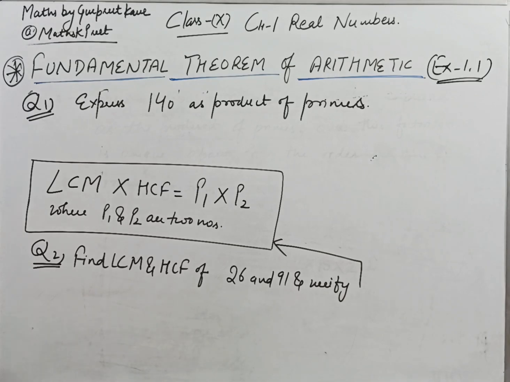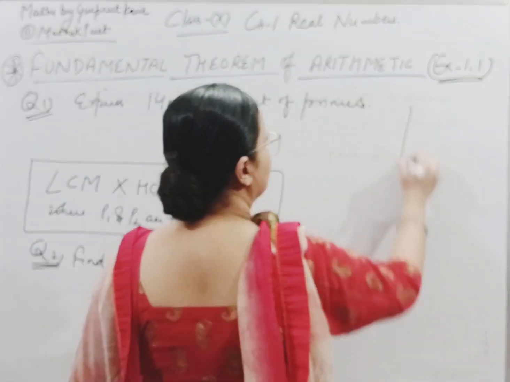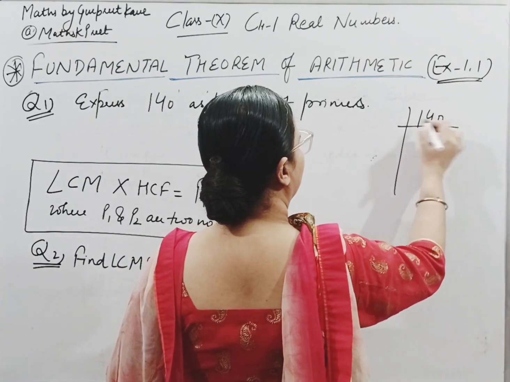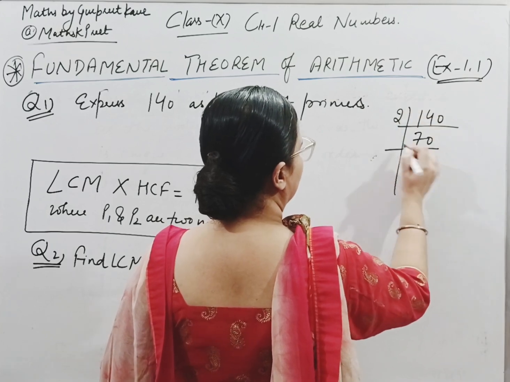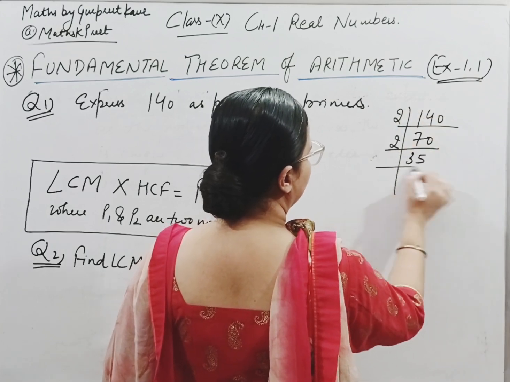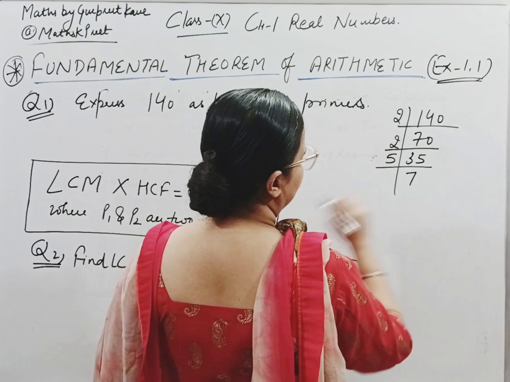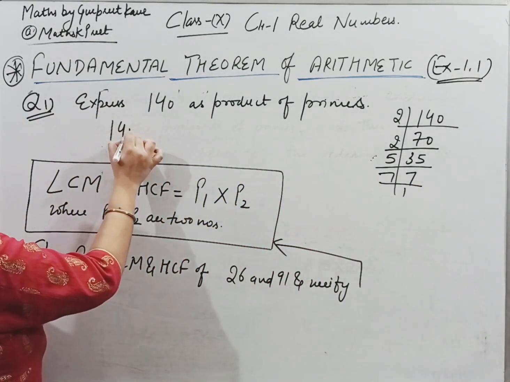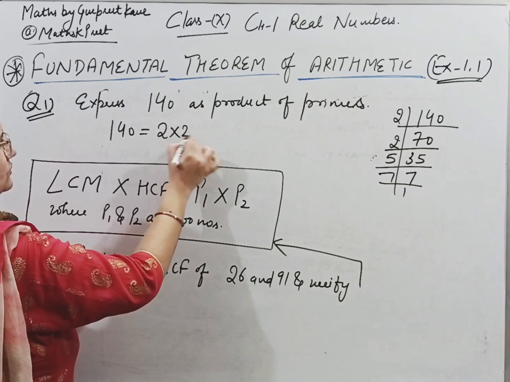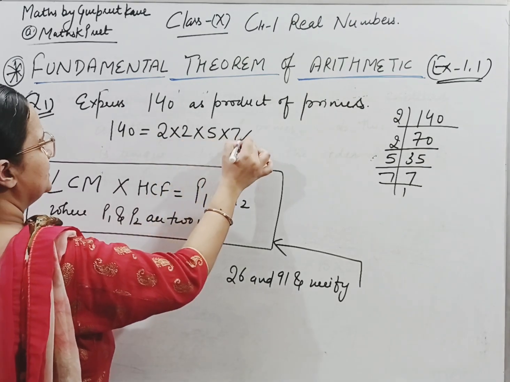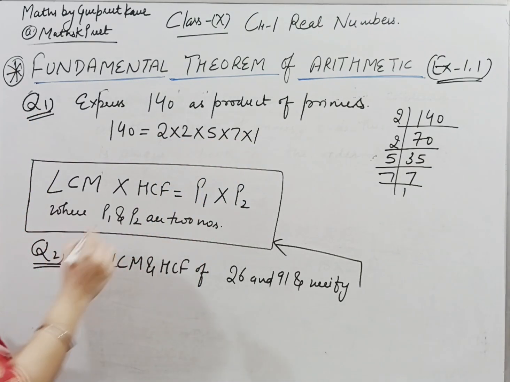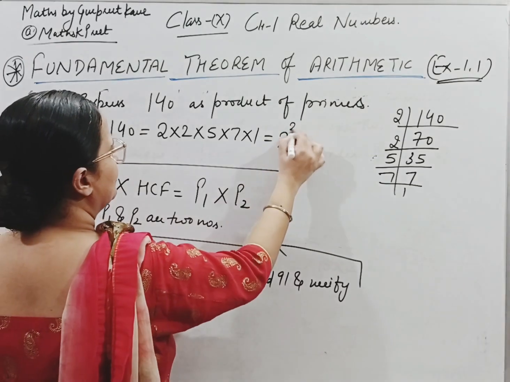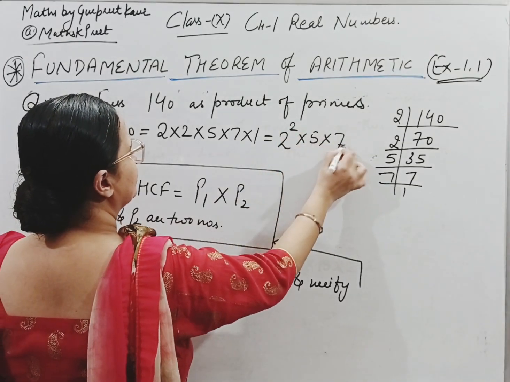So question number 1, I am just doing the first part of it. Express 140 as the product of primes. This question is very simple. We can do the prime factorization of 140. 2 7s are 14, 2 3s are 6... 5 7s are 35, and 7 1s are 7. So the prime factorization for 140 is 2 into 2 into 5 into 7. So this can be written as 2 square into 5 into 7.